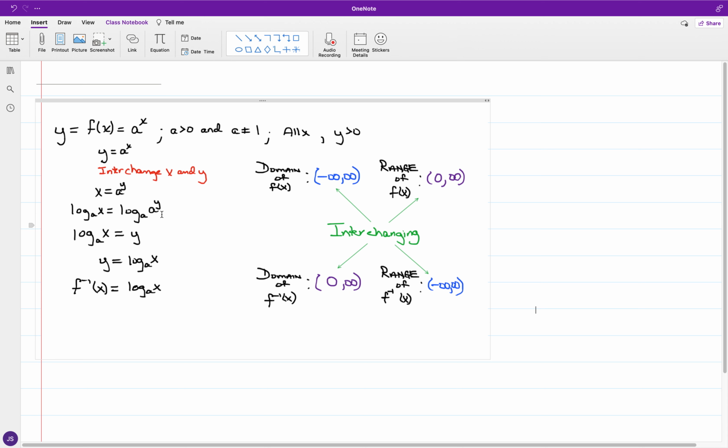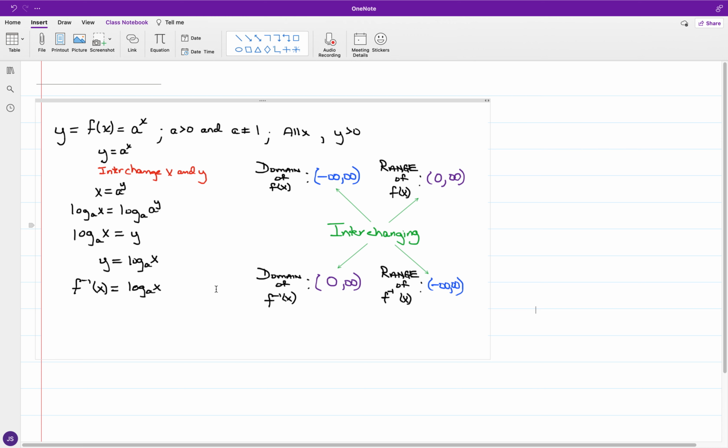So the right-hand side is what was the power, which is y. In the rewrite, we have y is equal to the base a logarithm of x. Formally stating this in terms of an inverse function, the inverse of f of x is equal to the base a logarithm of x. By definition, a logarithm is the inverse of an exponential function.